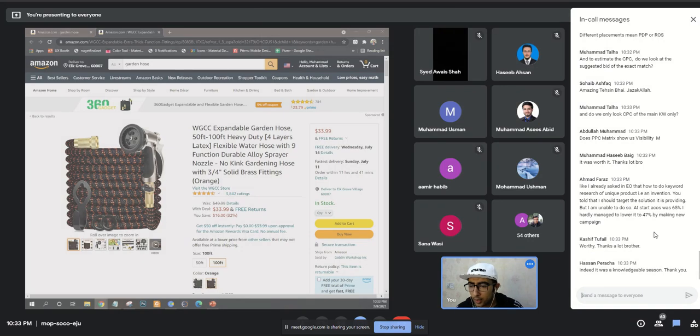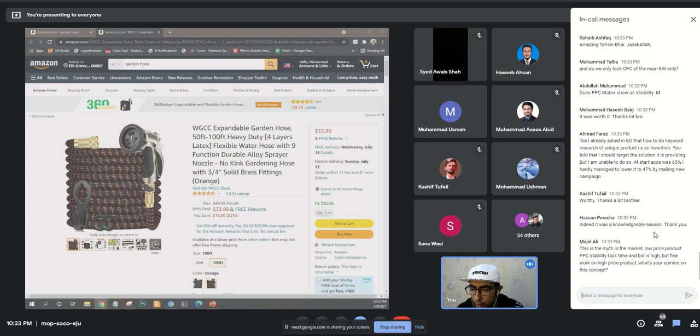Hopefully, like I already asked in EO, how to do keyword research of unique product invention? You told that I should target the solution it's providing, but I'm still unable to do so. At start ACoS was 65, I lowered it to 47%.